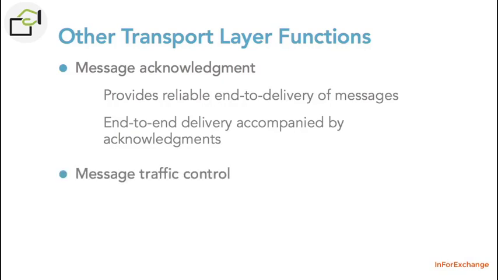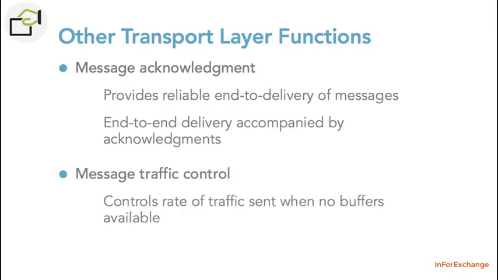Message traffic control is another function of the transport layer. Basically, the transport layer controls the rate of traffic sent when there are no buffers available. In other words, if there are no buffers available in the device that's sending out the segments, then the transport layer will take over control of that to make sure that the data rate stays at a certain rate that is manageable by all the devices that are in the network.